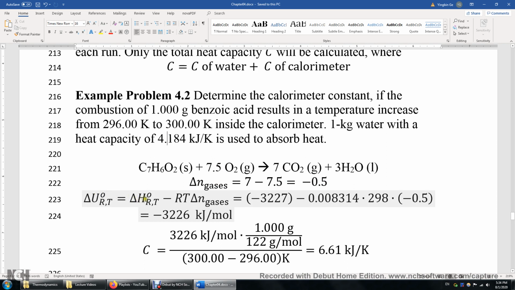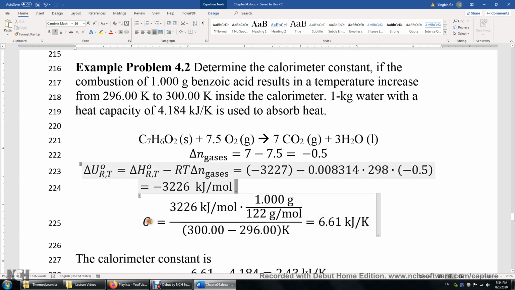And then we have this equation. Delta U is delta H minus delta PV. Delta PV is RT delta n gases. We derived this. And then we plug in all the numbers. And this time when we use R, this is our R in kilojoule per mole K. Over here, this is in kilojoule per mole. So when we use the value of R, we use 0.008 kilojoule per mole K. The result is 3226, a little different from 3227.